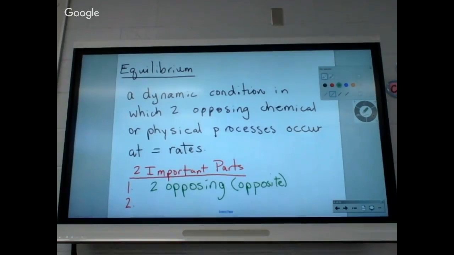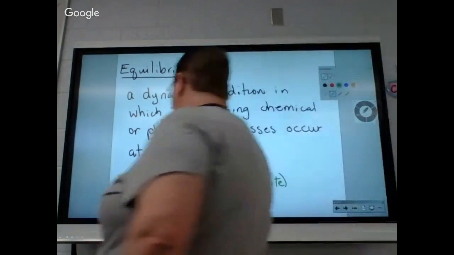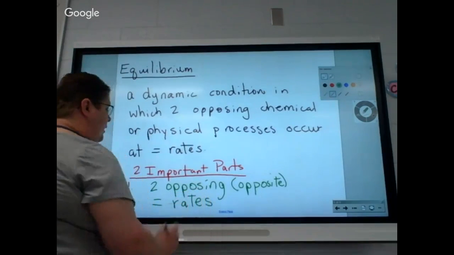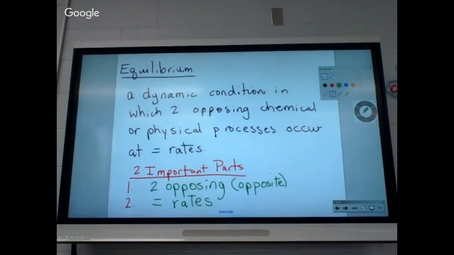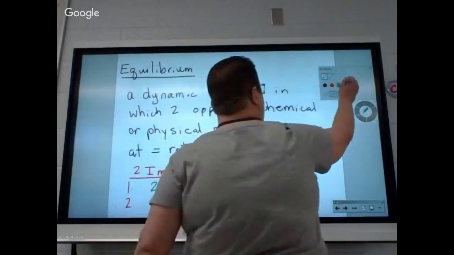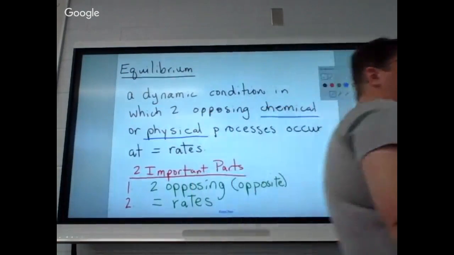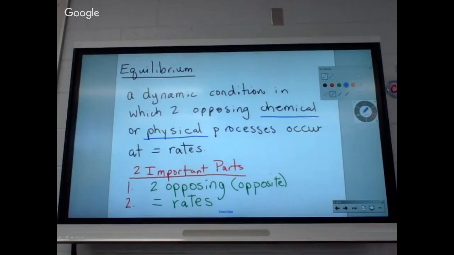Now, what is the other important word or phrase in that definition? Equal rates. You have to have opposite processes, and they have to get to the point that they're at equal rates. Now, the other stuff is just sort of extra. The part that a lot of people miss is that we will do both a chemical and a physical process. Today, we're focusing on physical processes.